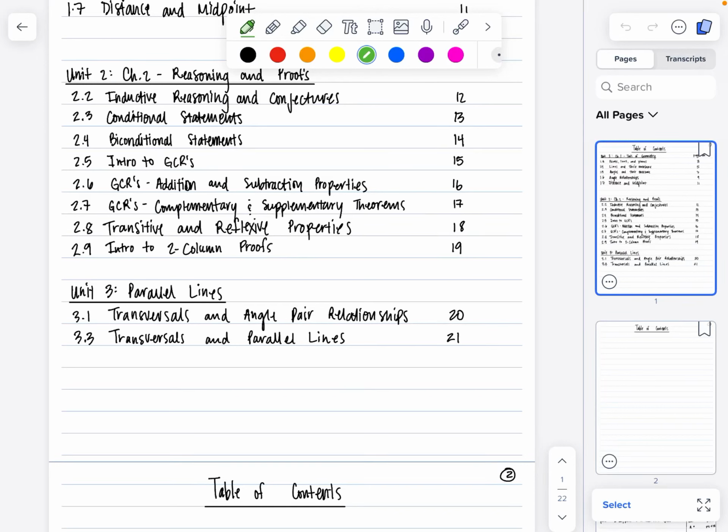Hello and welcome to our next section in our parallel lines unit. Today we're going to be talking about parallel lines and transversals that go through them.